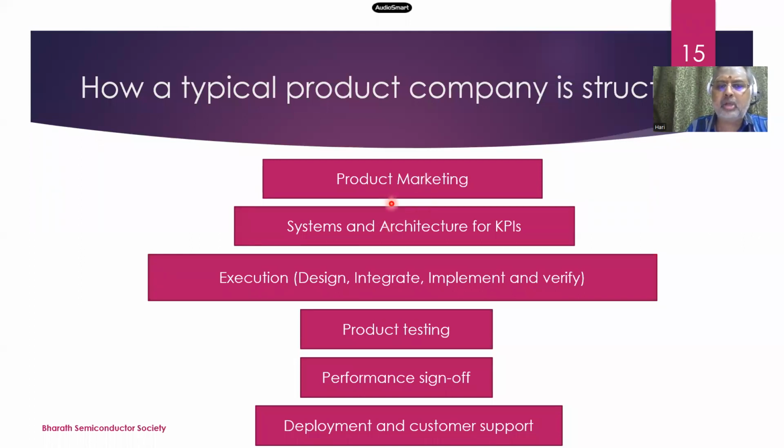Then after that, they give the inputs, the PRD, to the system and architecture team for the key performance indicators. KPI is the key performance indicator. What speed the system has to work at, what performance, right? What is the power, what is the area, what is the security like, what are the thermal requirements. So you define all the KPIs, right? In terms of respective units, you define your systems.